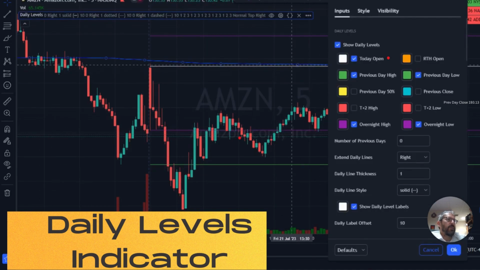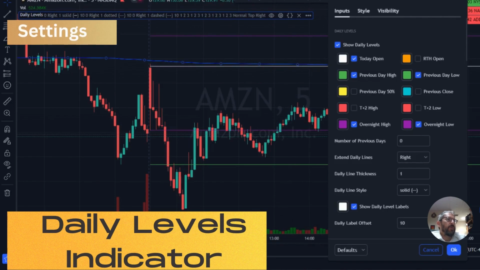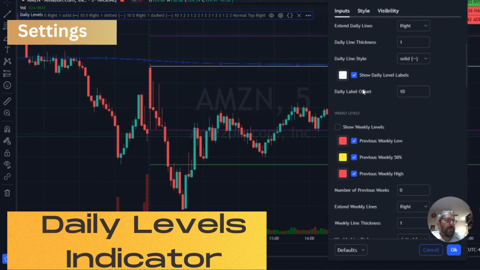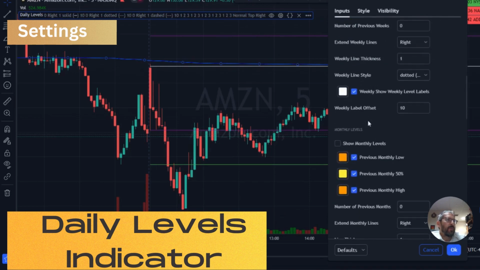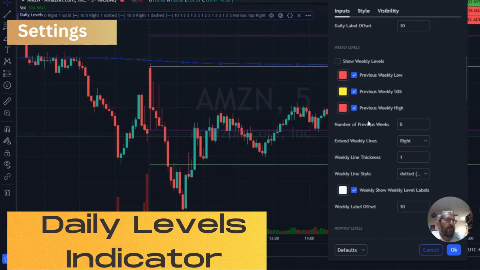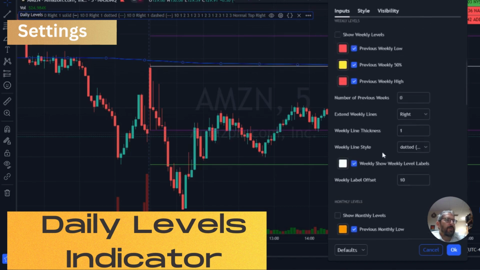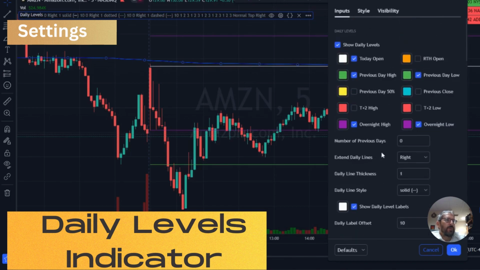Now, in terms of the settings, it's pretty straightforward. You're going to start with what's called Show Daily Levels. It has both daily levels and weekly levels. So unless you're doing more long-term trading, you're not going to really work with the weekly and the monthly levels. But of course, for a person who is just day trading, these daily levels are going to be your key thing, and that's what I'm working with today.